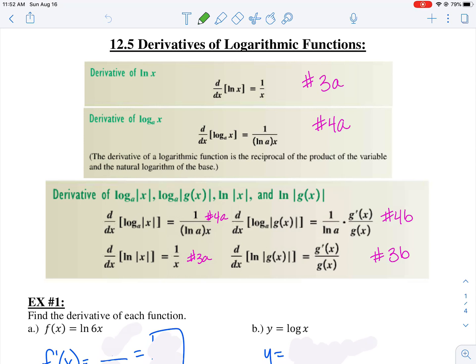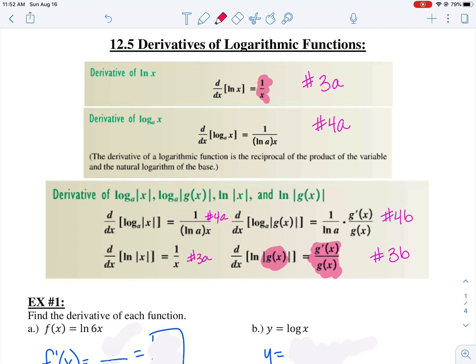So if it is just an x and we have natural log of just x, then the rule is the derivative of natural log of x is just 1 over x. However, if it's more than just an x and we have junk inside, the natural log of a whole bunch of junk, then really what we have to do is take the derivative of the inside over the inside.